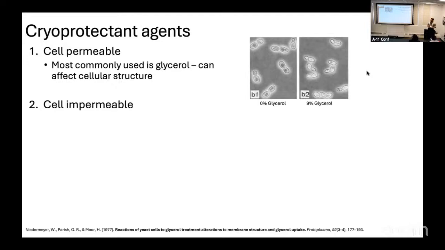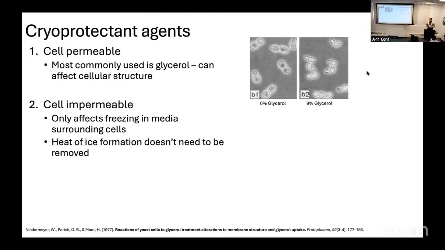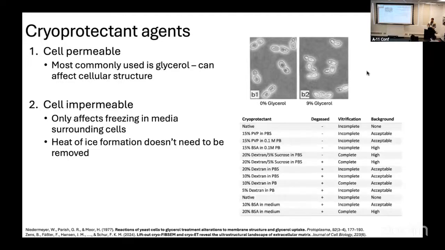And people have frozen much larger cells using glycerol as a cryoprotectant with plunge freezing. So if you're just looking to generally get a ribosome structure, maybe it doesn't matter. But if you're looking at, say, actin networks, like I am, it really would matter if I added this in. The next is cell impermeable. Cell impermeable obviously just surrounds the cell, doesn't get in, which is good for preserving structures, and you don't have to remove that heat of ice formation. But you're obviously not going to help the preservation within the cells or the prevention of ice crystals.